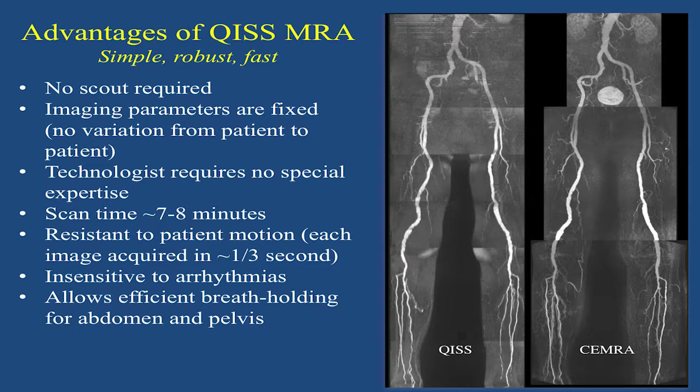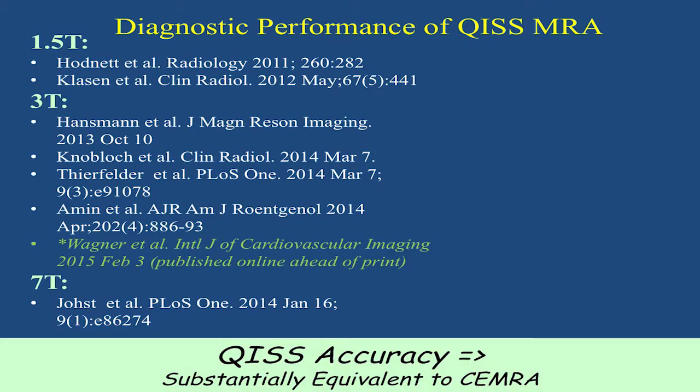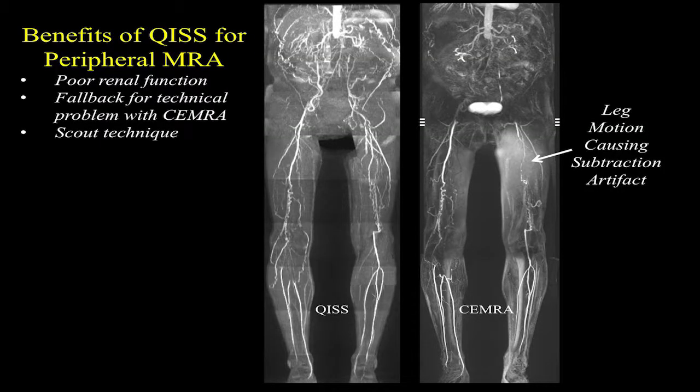Dr. Liner's Dixon technique, I think, has a huge advantage in that regard because it doesn't require subtraction. And also, unlike some of the other non-contrast techniques, is insensitive to arrhythmias. This has been validated at a number of field strengths by a number of sites and found to be essentially equivalent to contrast exam in the peripheral arteries. Some examples of where this can be useful: patients with poor renal function. If you use this as your scout and then you have a technical problem with the contrast exam, you have this to fall back on.